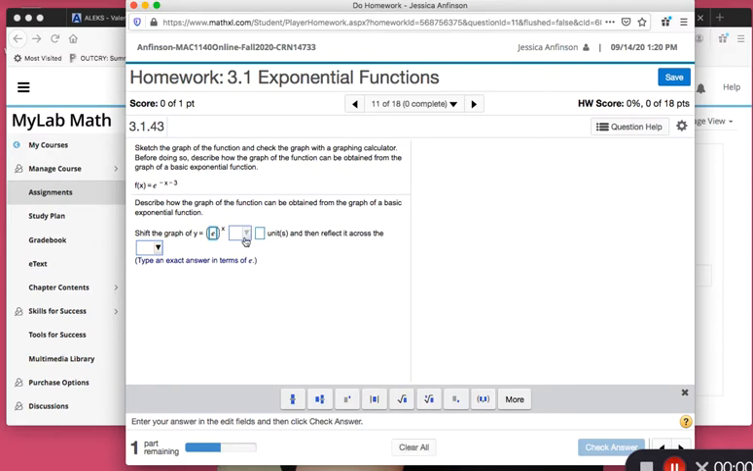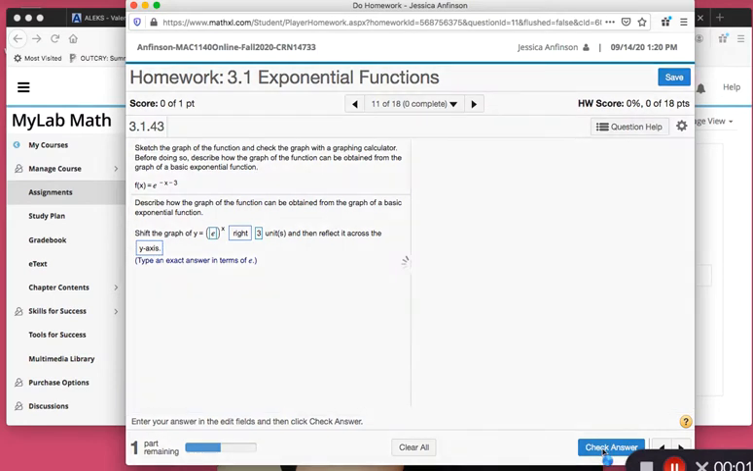Okay, and then how are we shifting it? If you go back to your notes, if you've forgotten, first we noticed that the negative 3 here means shifting to the right 3 units. So I'll be shifting right, and then I type in 3 units. And then the negative in front of the x in the exponent tells us the signs of the x values are changing, which means we're reflecting over the y-axis. All right, so I hit check answer once I think I have that all correct.